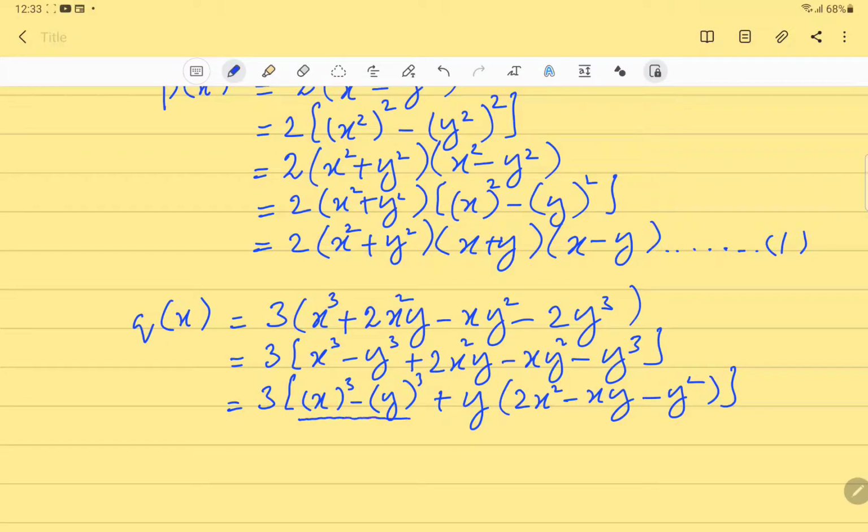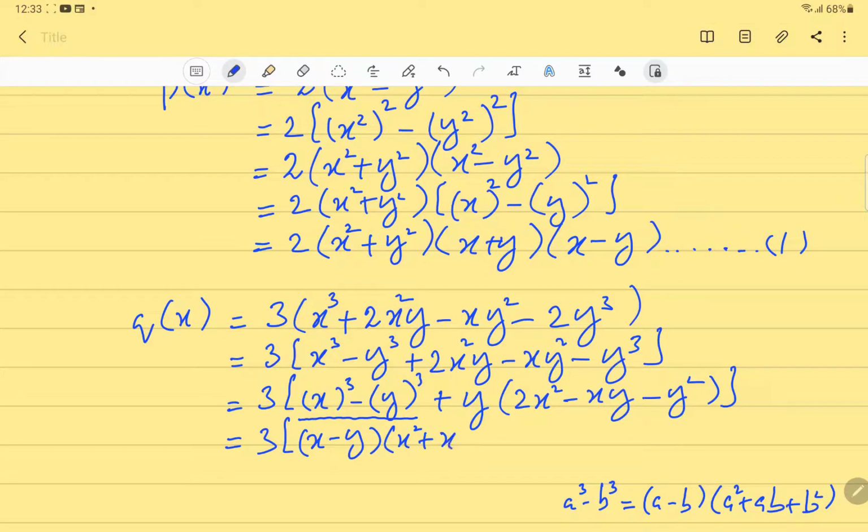Now these two terms are similar to a formula which is a cubed minus b cubed is equal to a minus b into a squared plus ab plus b squared. Now we will apply it here. So we will be having x minus y into x squared plus xy plus y squared.